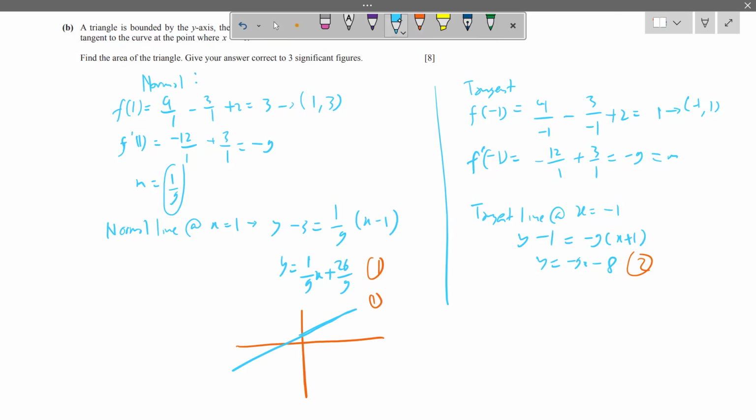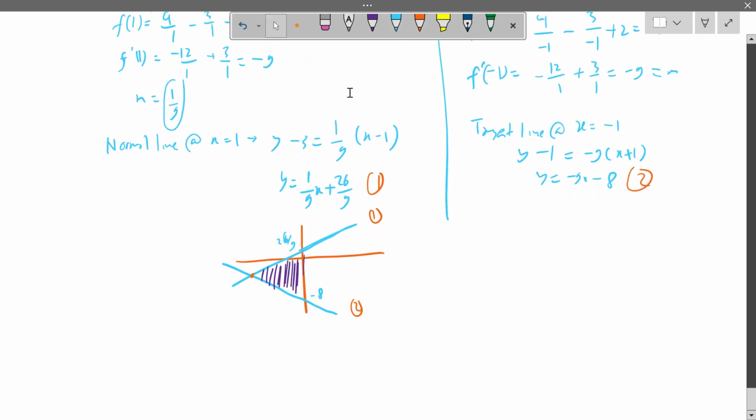What about line 2? Line 2 here has a y-intercept at 0, negative 8, and it has a negative gradient. So it looks like this. And I'm going to mark 26 over 9. This is negative 8. Now, the triangle we're looking for is this area. For that, we need to know the point at which they intersect. So let's try to find it.